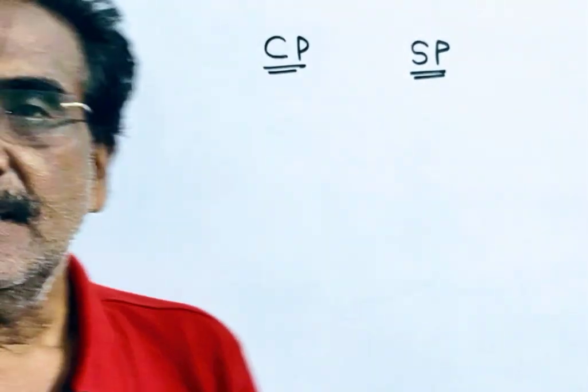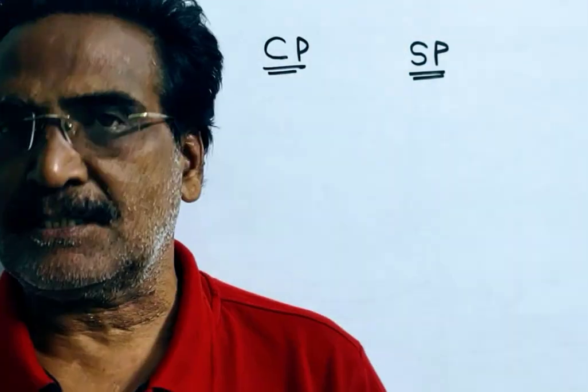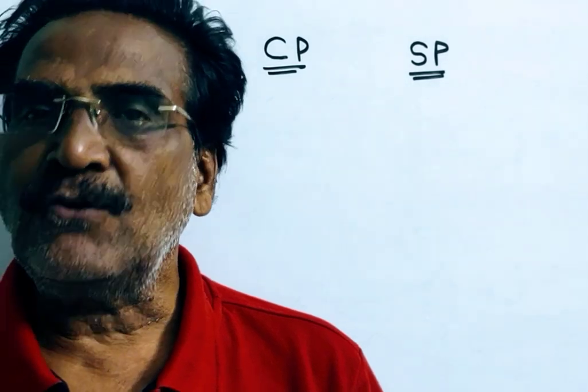Friends, the problem is given in the description box. See friends, a person marks his goods X% above the cost price and allows a discount of 30%. Friends, if he gets a profit of 5%, what is the value of X?